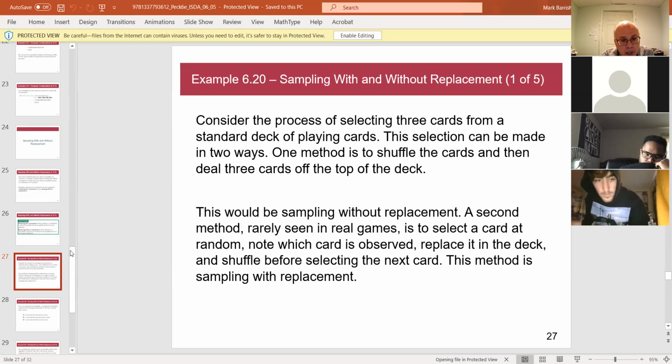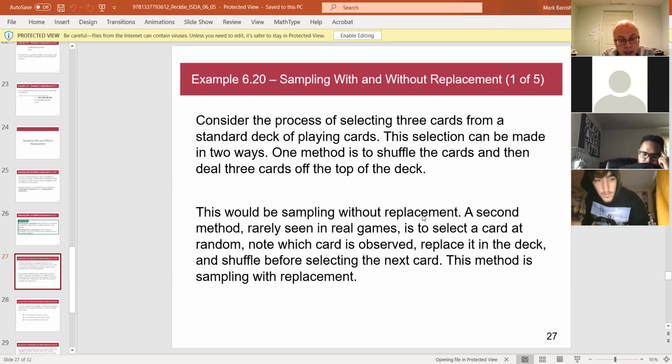All right, so they want to show you in this example what sampling with replacement and sampling without replacement will lead to if we're dealing with a much smaller population. That is, let's say, with playing cards. Suppose we want to select 3 cards from a standard deck of playing cards, and we shuffle them, right? And then we select the 3 cards. That's one way of doing it. So if we select the 3 cards out of the deck and we don't put them back, that's called sampling without replacement.